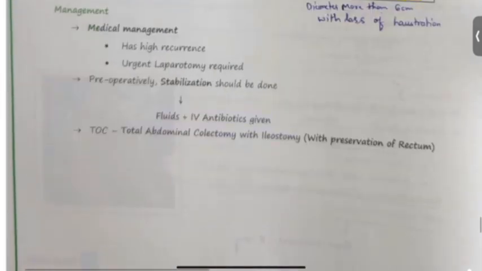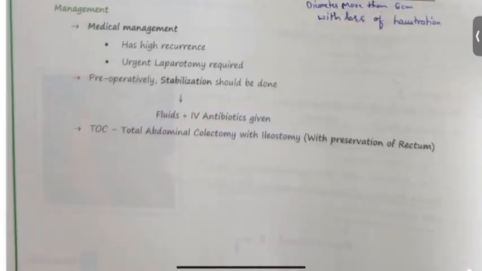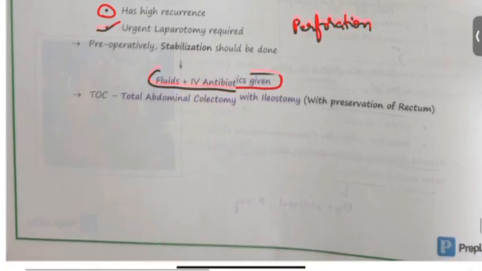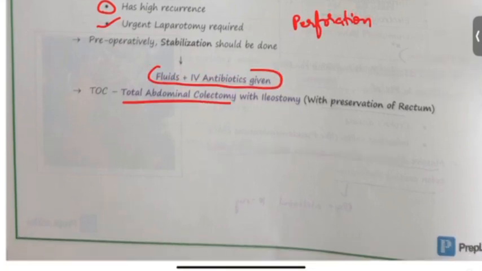So how will we manage toxic megacolon? Basically medical management usually has high recurrence and urgent laparotomy is required because perforation is an emergency. Okay, pre-operative stabilization, we can go for IV fluids and antibiotics, and the treatment of choice is total abdominal colectomy with ileostomy. Preservation of rectum is done usually.